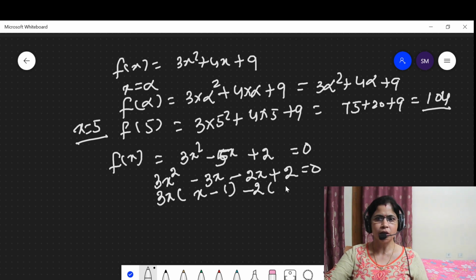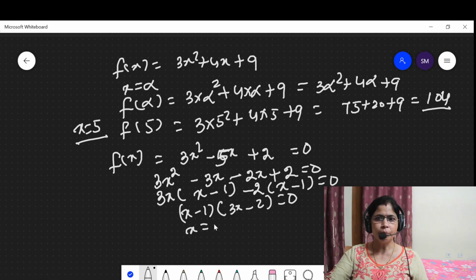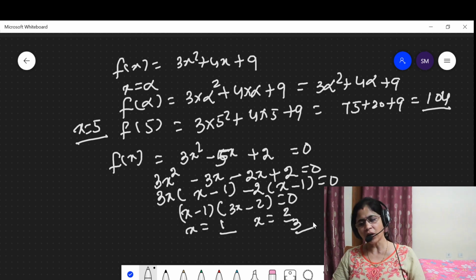Here minus 2 taken common, x minus 1 is common, so x minus 1 into 3x minus 2 is equal to 0. Here x equal to 1 or another value of x is 2 by 3. Here 1 and 2 by 3 are called zeros of the polynomial. This means when x equal to 1, f(x) is equal to 0.